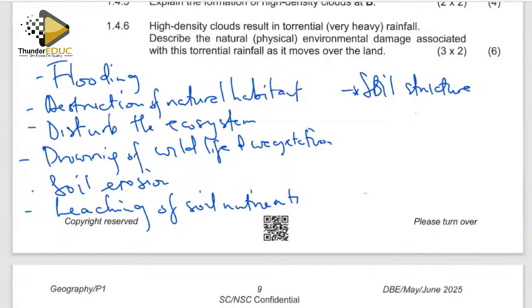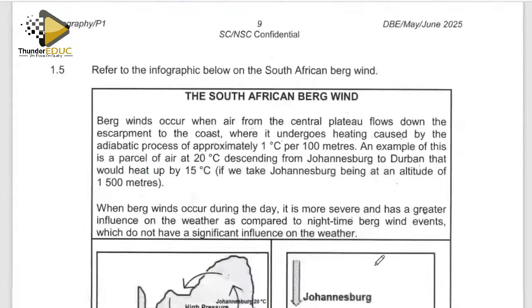So those are some of the implications that you need to talk about. Remember, our question is specifically on the natural environment. So we are looking at nature. How is nature affected by heavy rains? Right, we move on to the next question.